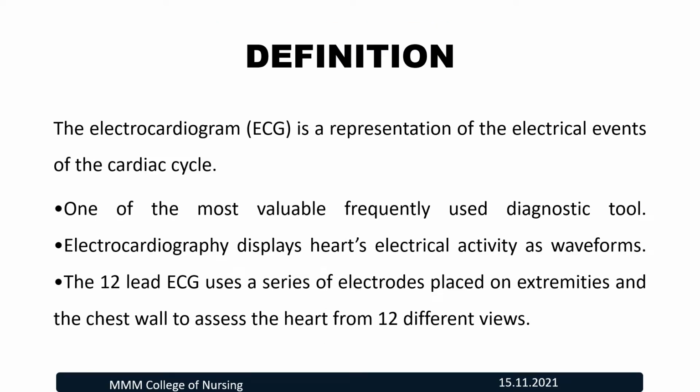What is the definition? The electrocardiogram is a representation of the electrical events of the cardiac cycle. It is one of the most valuable and frequently used diagnostic tools. Electrocardiography displays the heart's electrical activity as waveforms. A 12 lead ECG uses a series of electrodes placed on the extremities and chest wall to assess the heart from 12 different leads. What you have to understand here is that ECG gives a representation of the heart, the cardiac cycle, how the heart is functioning.